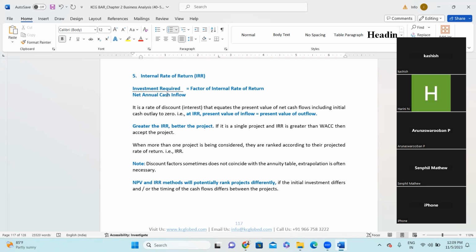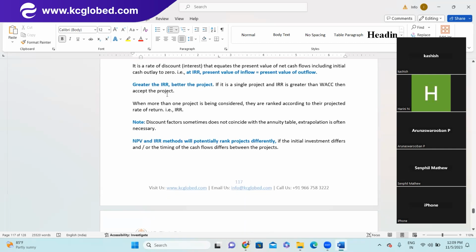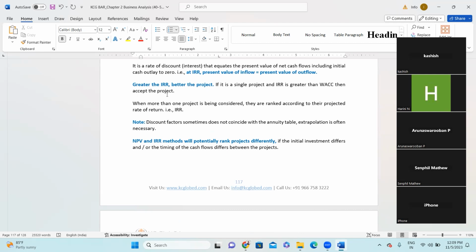It is the rate of discount that equates the present value of cash flow including initial cash outlay to zero. That is IRR. At IRR, present value of inflow is equal to present value of outflow. Greater the IRR, better the project is. If it is a single project and IRR is greater than WACC, then it is acceptable. If you have multiple projects, then order them in a range of IRR. Highest IRR should be the top order and the lowest IRR should be last one, right? And you can select those projects where IRR is more than WACC.